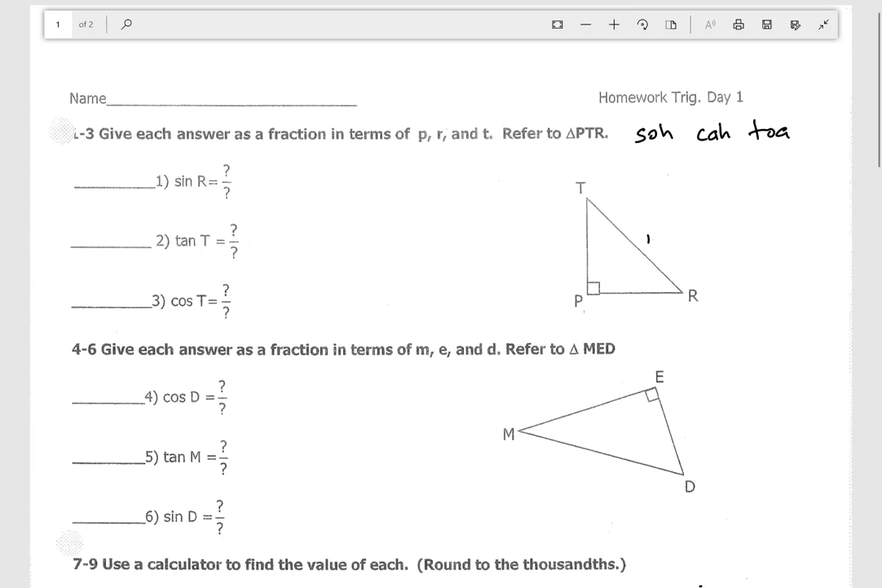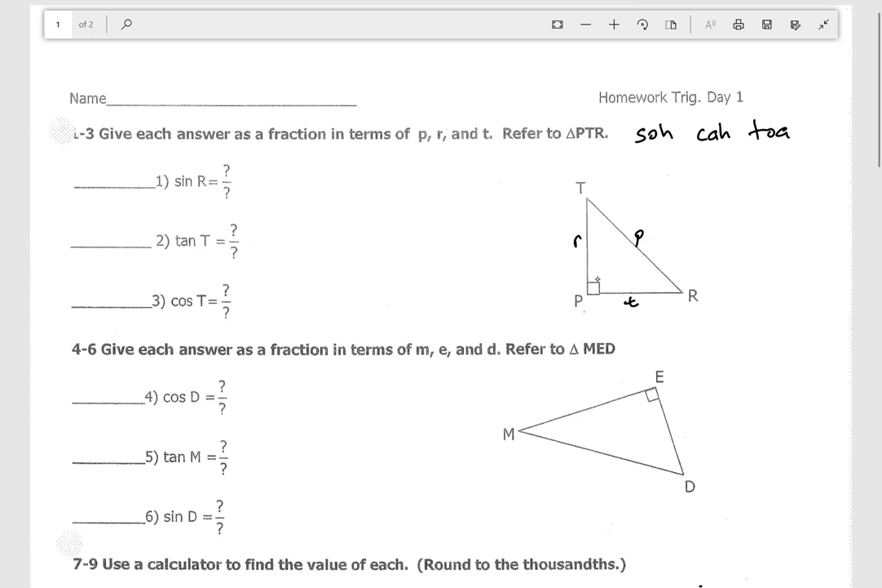Okay, so we're going to be looking at the day one trig homework today. We're going to go ahead and start off. Whenever we're dealing with a triangle, we want to label our sides. Remember that the sides are opposite the angle. So angle P, opposite that is going to be side P. Opposite angle R is side R, and opposite angle T is side T.